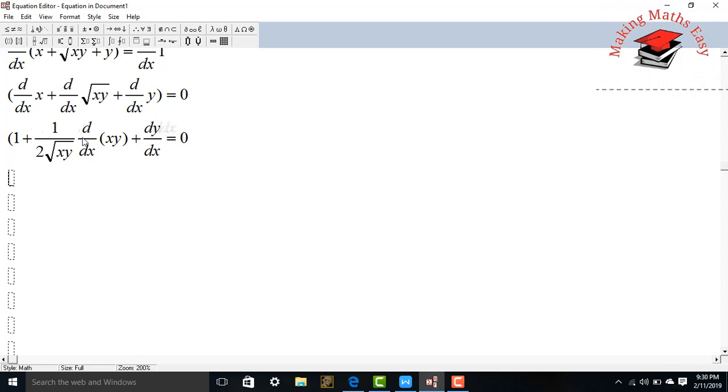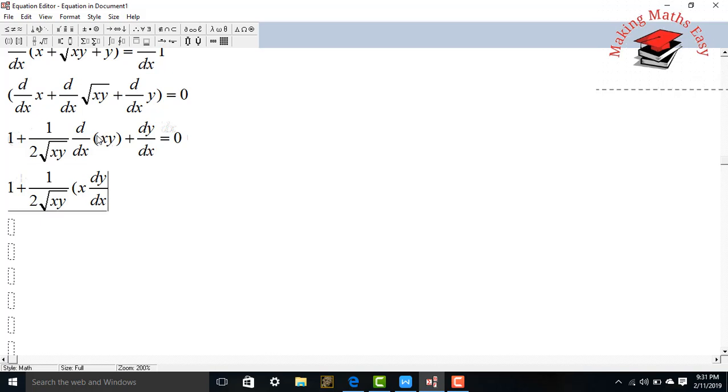And then we have to differentiate the rest of the functions. So for differentiating the rest of the functions, first we have to differentiate this square root of xy function. So 1 plus 2 into 1 upon 2 square root of xy, and then we have to differentiate the xy function. Differentiating xy will be x into the derivative of y plus y into the derivative of x in this case, because we are using the UV rule: u into the derivative of v plus v into the derivative of u.